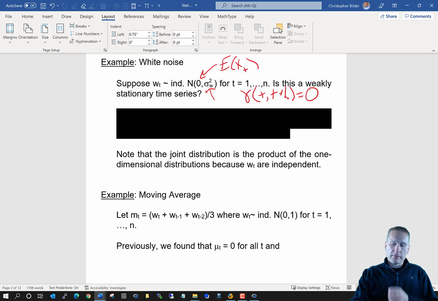Now also, note that the joint distribution here is the product of the one-dimensional distributions, because the Wt are independent, and actually you would have strictly stationary too.